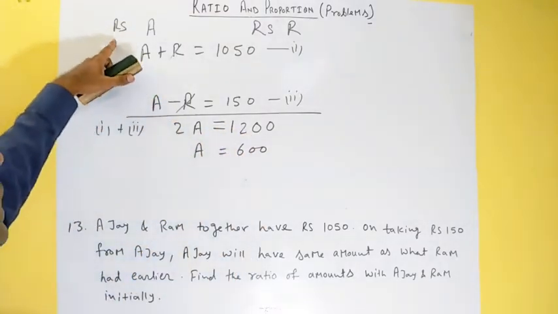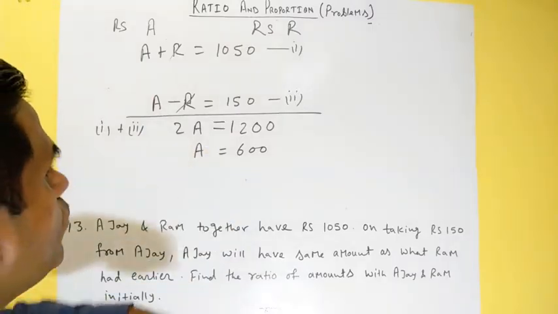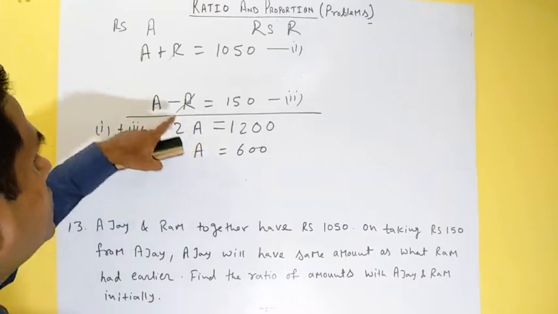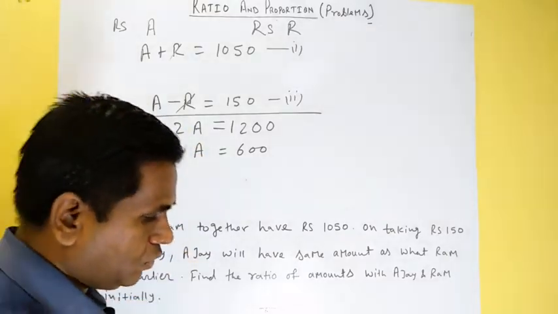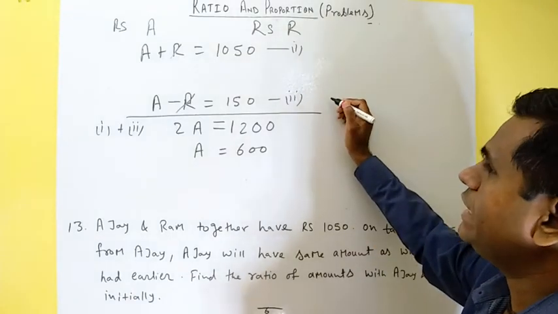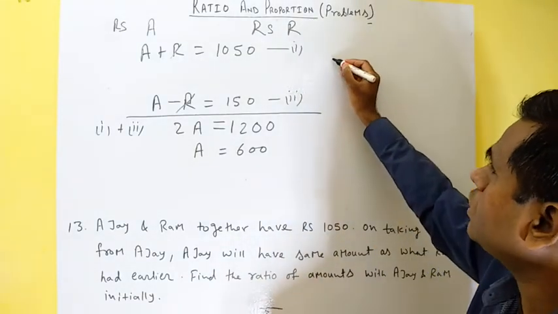So Ajay has rupees 600. So how much amount is Ram having? So we can find this by putting the value here in the second equation, to find how much amount Ram is having. So in the second equation we saw it like this.